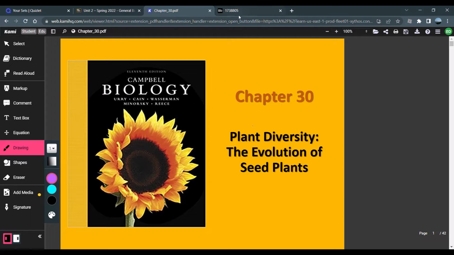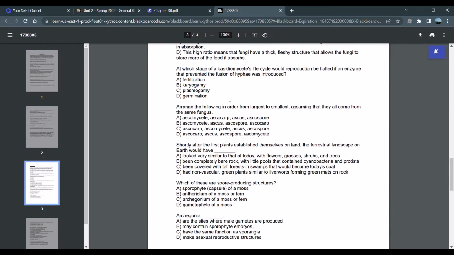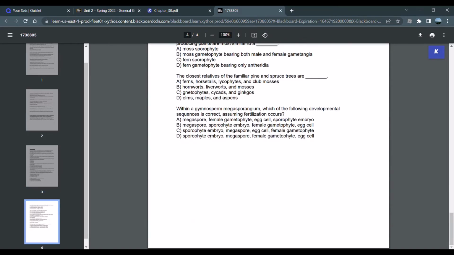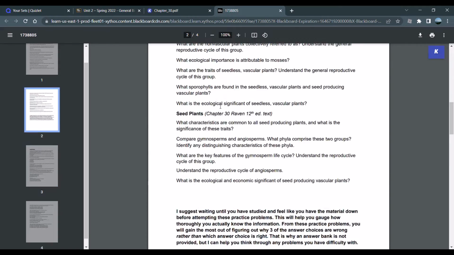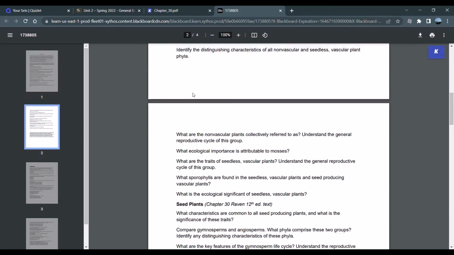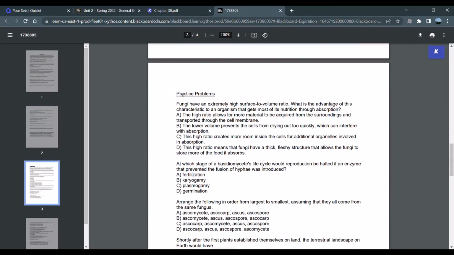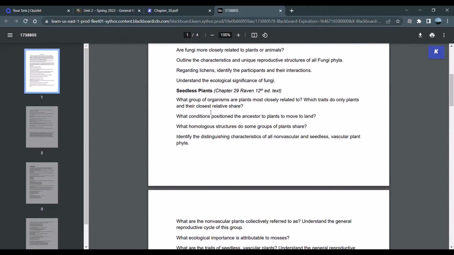So today we'll be going over seed plants, specifically gymnosperms and angiosperms. And we'll also be going over the review for exam number 2, along with the practice questions. I haven't gone through the practice problems, but I have gone through the review. So we'll be doing the practice problems together, and also the review.